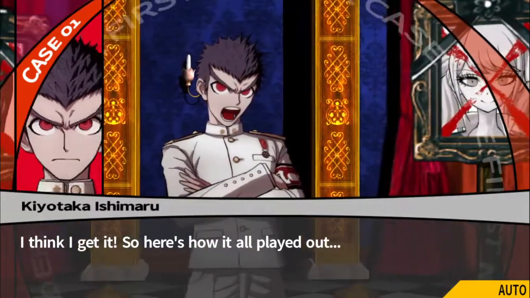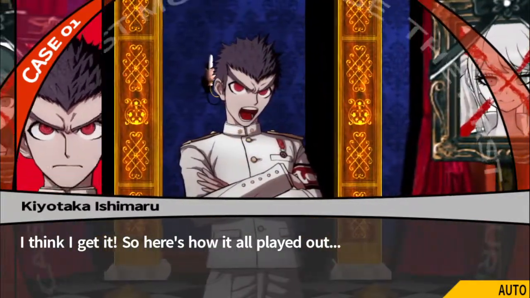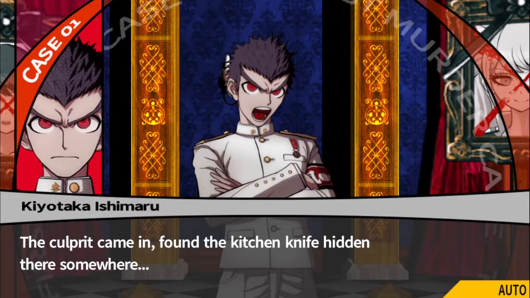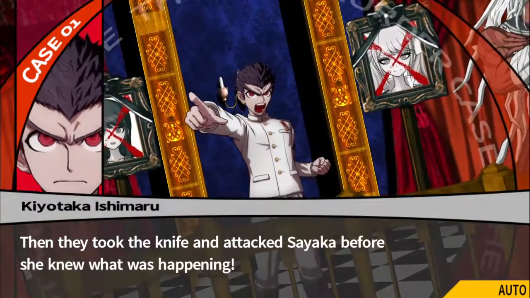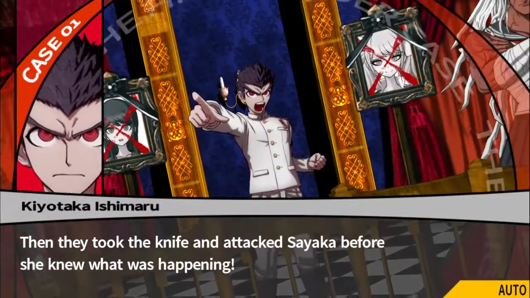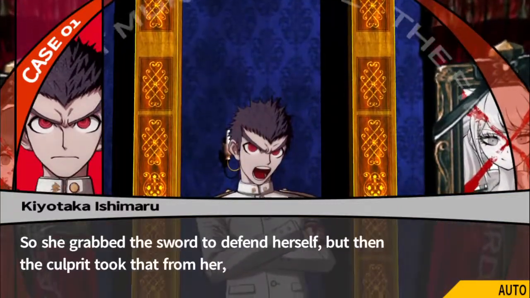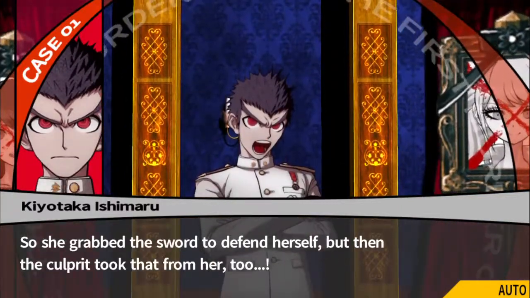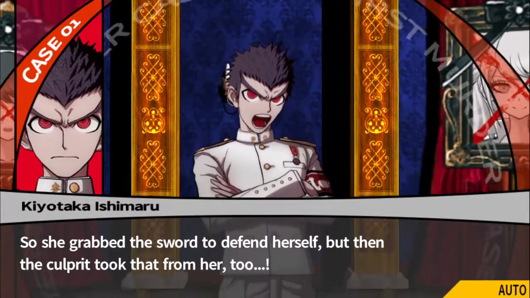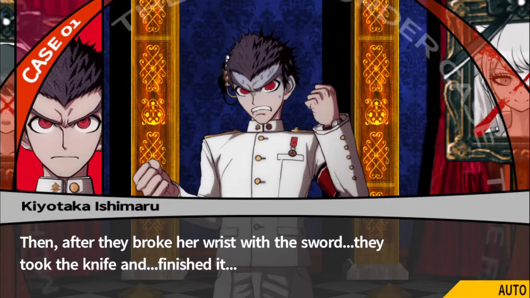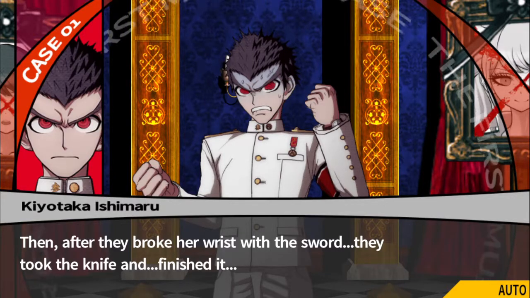So here's how it all played out. The culprit came in, found the kitchen knife hidden there somewhere. Then they took the knife and attacked Sayaka before she knew what was happening. So she grabbed the sword to defend herself, but then the culprit took that from her too. Then, after they broke her wrist with the sword, they took the knife and finished it.